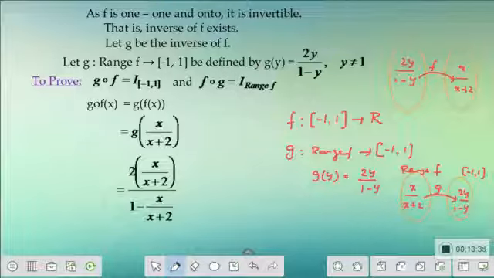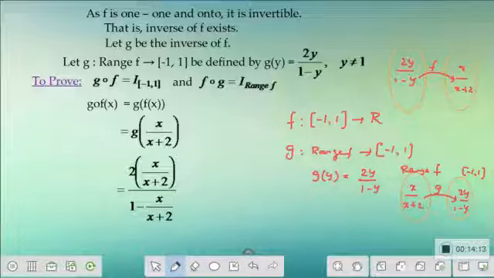We have proved f is 1 to 1. We have also proved f is onto. This tells us that f is invertible and f has an inverse. Now we are on the verge of finding out what the inverse of f is, for which I am assuming a function g from the range of f to the closed interval minus 1 comma 1 defined by g of y is equal to 2y by 1 minus y. Now I have assumed a function g. Now I have to prove this is the inverse of f, for which I am going to find the compositions f composite g and g composite f, and I have to show both are identity functions.